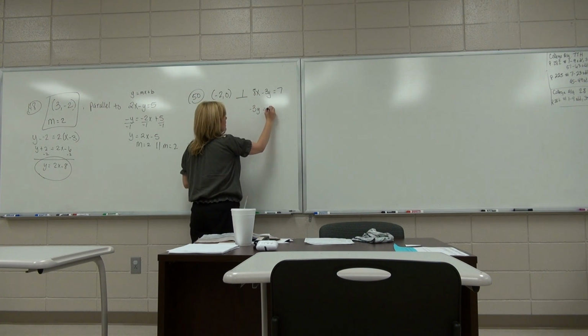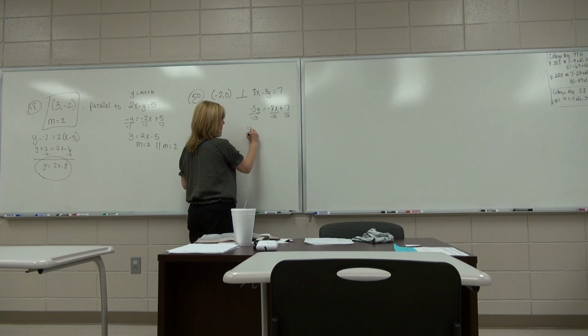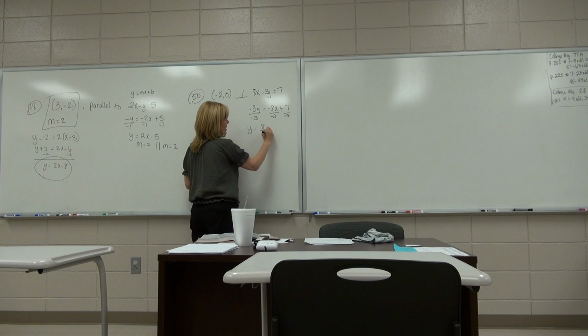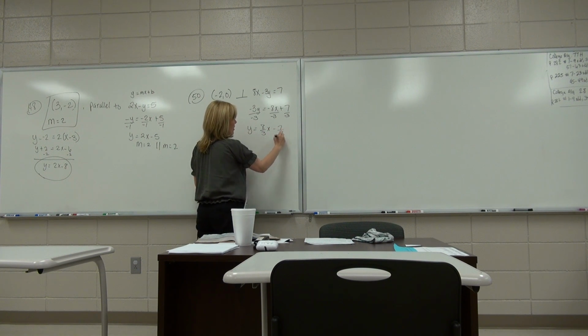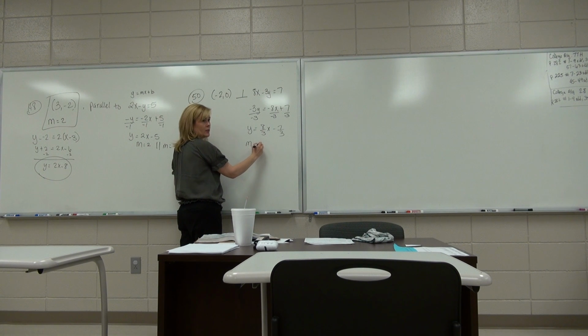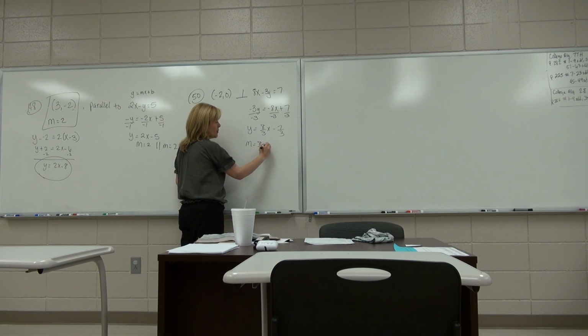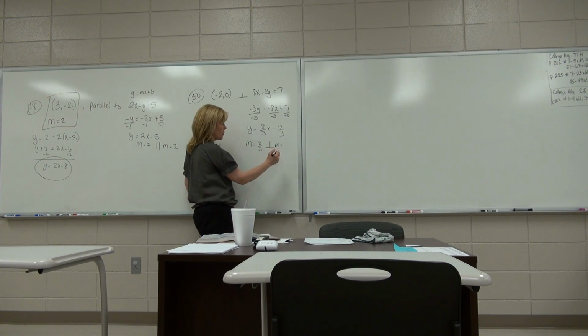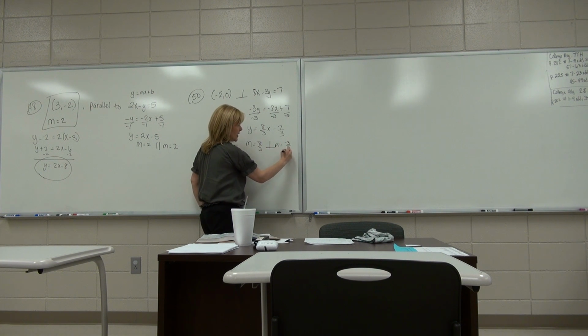Negative 3y equals negative 8x plus 7. Divide everything by negative 3. So y is equal to positive 8/3 x minus 7/3. What's the slope of this line? 8/3. So what would be the perpendicular slope, the one I want? Negative 3/8.